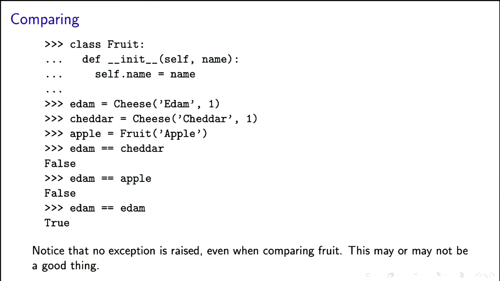Then the interpreter says, hey, apple, do you know if you're the same as the Edam? And apple says, yes, I can do that comparison. It can do that comparison because there is a default implementation of __eq__ that apple has inherited because we didn't override it. The default implementation says two objects compare equal if they are the exact same object. So the default implementation of equals equals is object identity. The object apple is not the same object as the object Edam, so apple's __eq__ is what returned the False. So yeah, no exception gets raised.